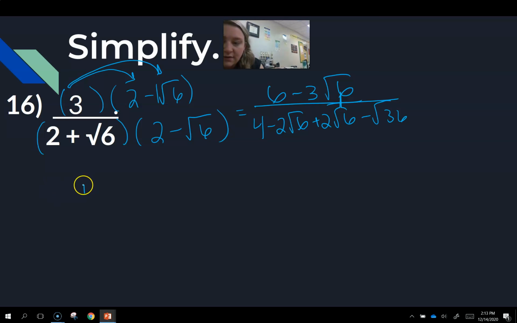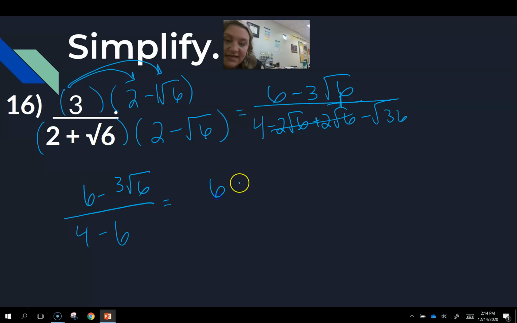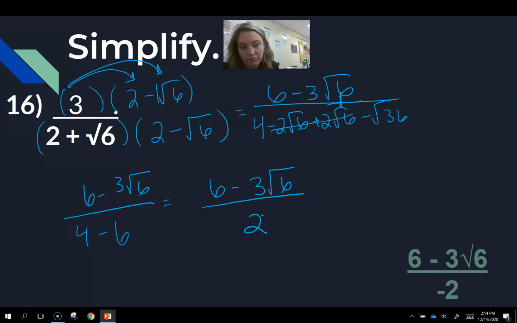All right. Not changing the numerator. I'm just going to simplify my denominator. Negative 2 square root 6 plus 2 square root 6 is going to cancel out. The square root of 36 is 6. That becomes 4 minus 6. So we have 6 minus 3 square root 6 divided by 2. Oh, it should be negative 2. Yep.